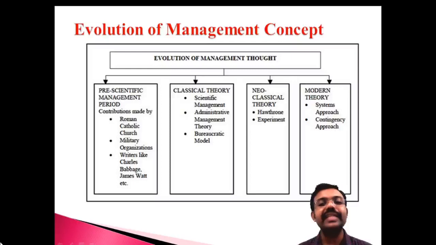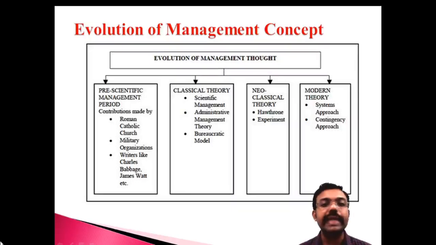And the last one is the modern period. In the modern period, management believes in two important elements. One is the system approach, another is the contingency approach. Management treats the entire organization as a system, with subsystems like finance, marketing, HRM, and technical. Management believes a system approach is essential for success. And the other important element is the contingency approach. The contingency approach says that the manager acts according to the situation.